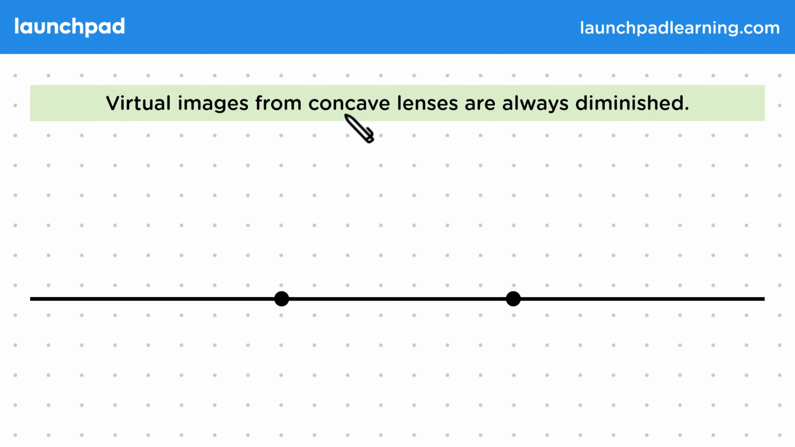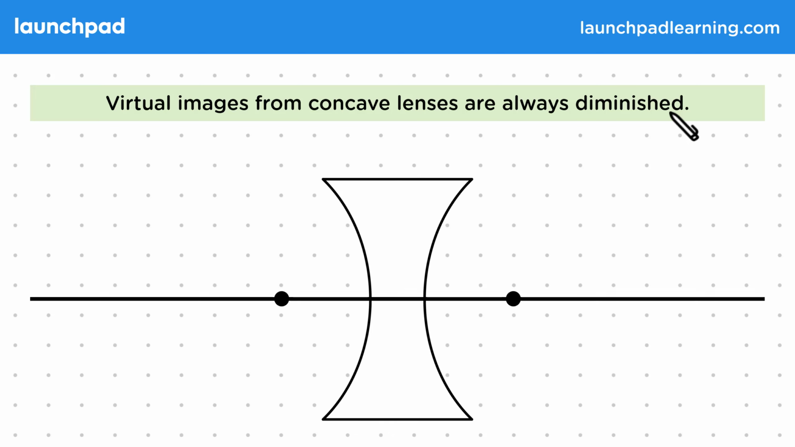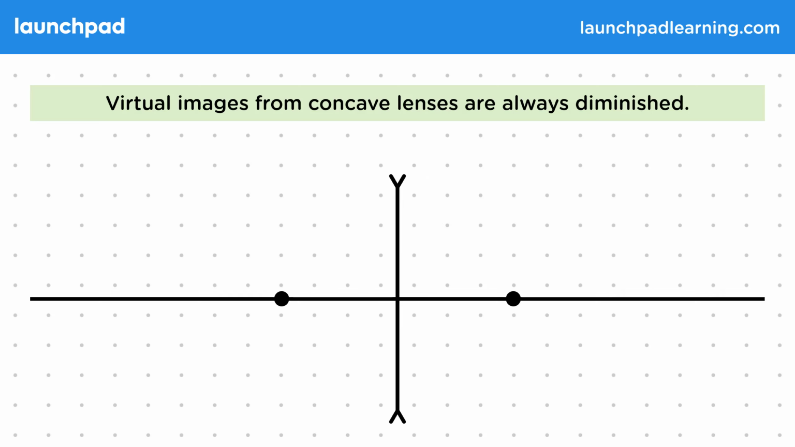Virtual images from concave lenses are always diminished. A concave lens is a type of lens which curves inwards. We represent it on a ray diagram using a double arrow pointing inwards. This lens will cause rays parallel to the principal axis to diverge, but appear to converge at the focus on the same side. Now let's construct the ray diagram for an object placed here, pretty far from the lens.